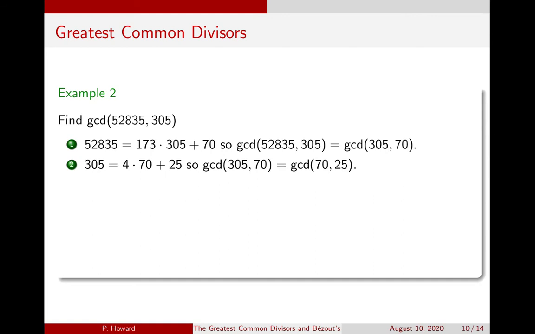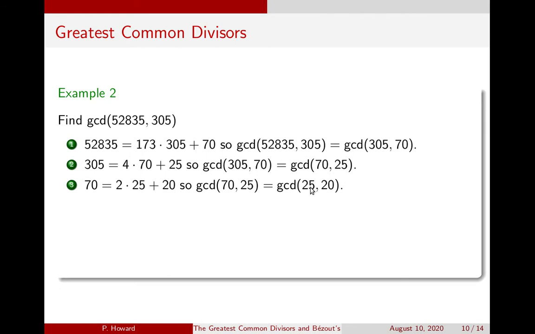We repeat the procedure. We're going to divide 70 by 25. This can be done pretty easily without a calculator. The quotient, when you divide 70 by 25, is 2, and the remainder is 20. So fact 2 again tells us that the greatest common divisor of 70 and 25 is the same as the greatest common divisor of 25 and 20. Now, at some point in this procedure, you may recognize what the greatest common divisor is. But I'm going to carry the procedure all the way to its end.